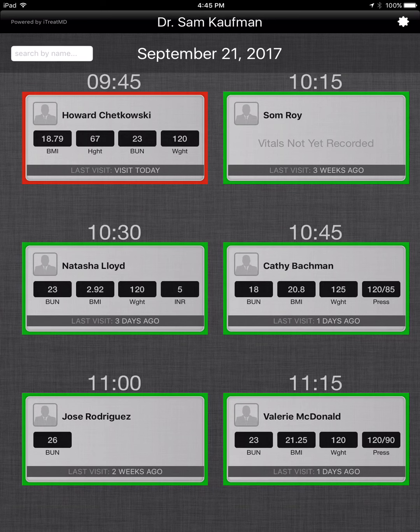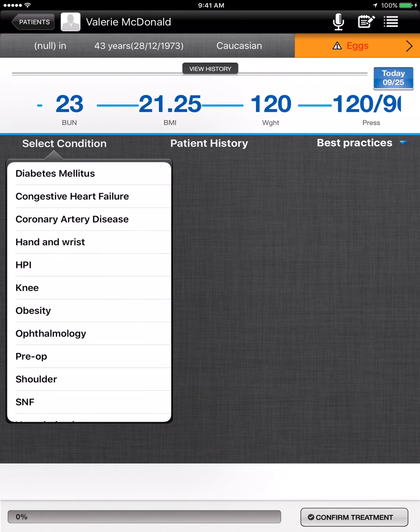First, let's start with the patient list for the day. Here, in this view, you can see that the physician has started his day and already has seen Howard, circled in red, and has a busy schedule ahead, patient circled in green. Let's pick up the process while a patient is still in the room and the examination is in progress.